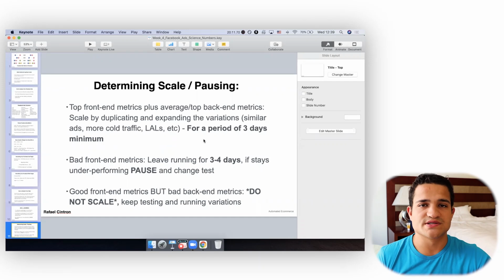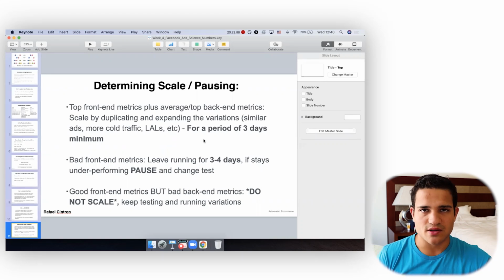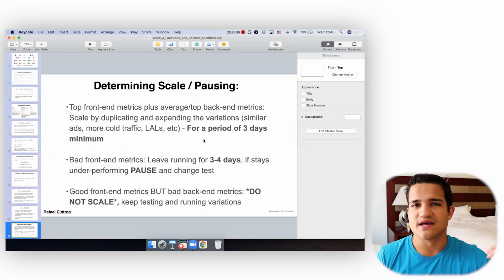And good front-end metrics, you have a good CPC, good CTR, good costs. But bad back-end metrics, you're not getting sales. You're not getting people buying. You're getting people buying, but not profitable. Do not scale. And I've seen this happen to a lot of people. They get really good costs.